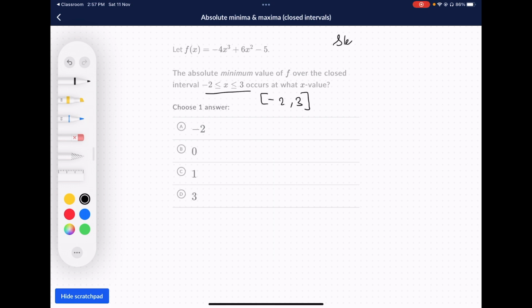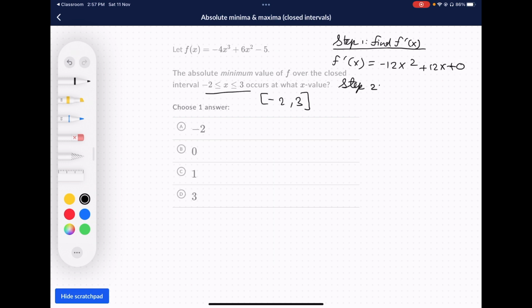Step 1 is to find f prime of x, and the derivative of the given function is going to be negative 12x squared plus 12x. You can also write plus 0 for the derivative of negative 5, but you don't need to write it because 0 doesn't signify anything.